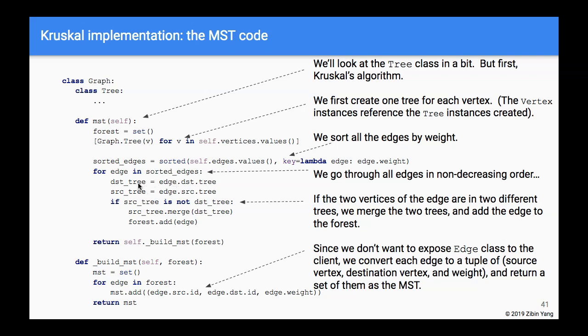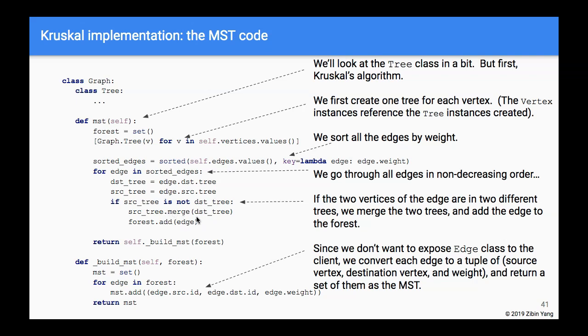Then we find out the two trees. Remember the edge has a source and destination vertex, and each of them points to the tree that they're in. So we have two trees, and if they are two different trees, then we merge them. In this case, we merge the destination tree into the source tree. It doesn't matter if we do it the other way around, but we just have to pick one direction.